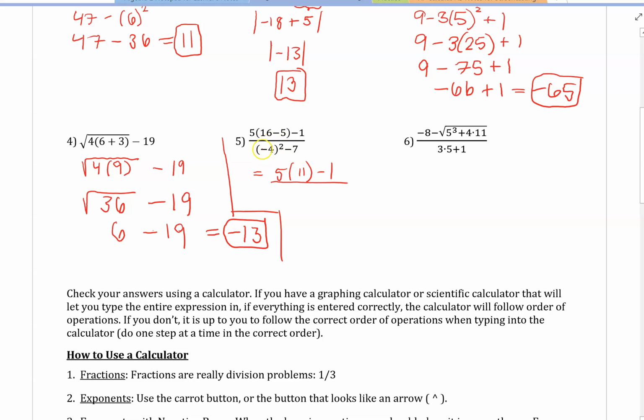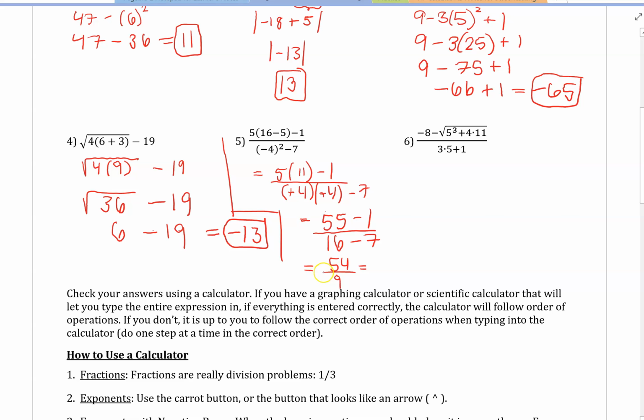And by the way, because this negative is inside the parentheses, that means it's also getting squared. So you can think of that as negative 4 times negative 4, and then minus 7. So in the numerator, I now have 55 minus 1 because I multiply first before I subtract. In the denominator, I now have positive 16 minus 7 because when you square a negative, you're basically multiplying it to itself. And then when you multiply two negatives, they become positive. So then in my numerator, I have 54. In my denominator, I have 9.